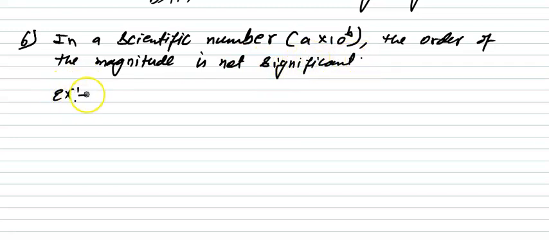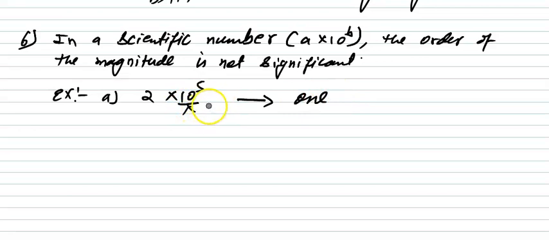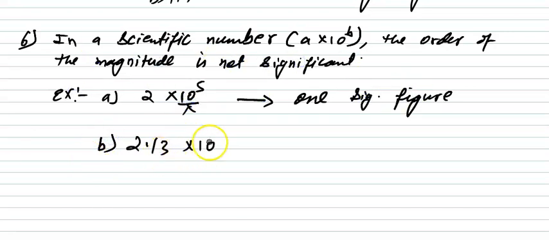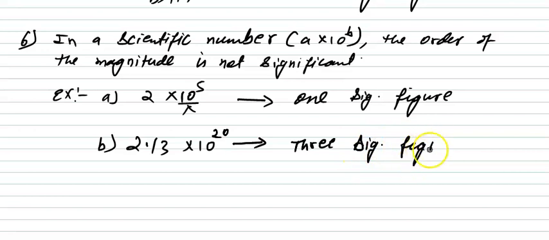So let us take an example. If we are talking about 2 into 10 to the power 5, how many significant digits do we have? Only one significant digit, because these are not significant. One significant figure. Let us take one more example. If I write 2.13 into 10 to the power 20, it has 3 significant figures. Getting it?